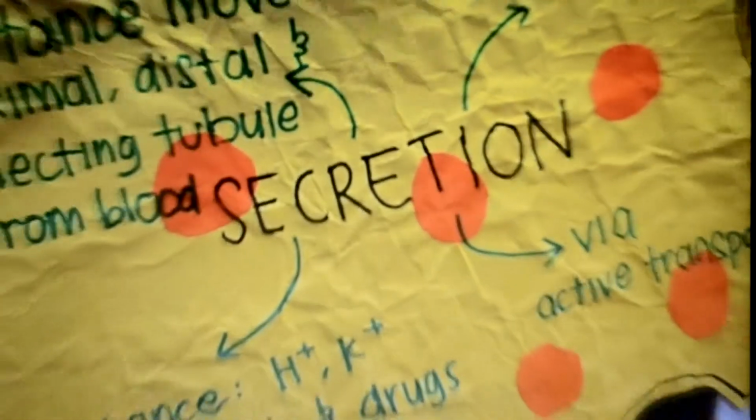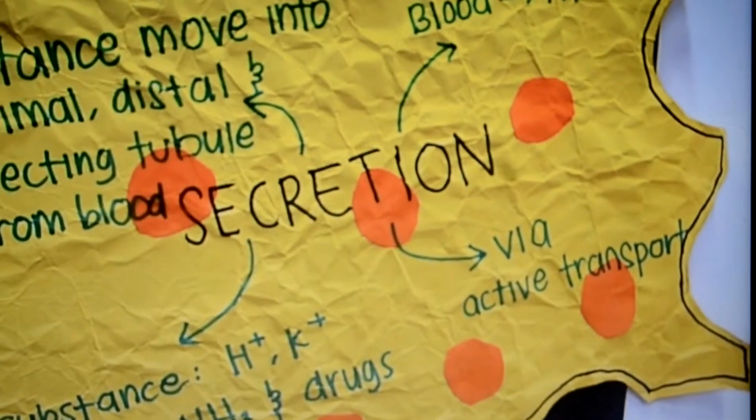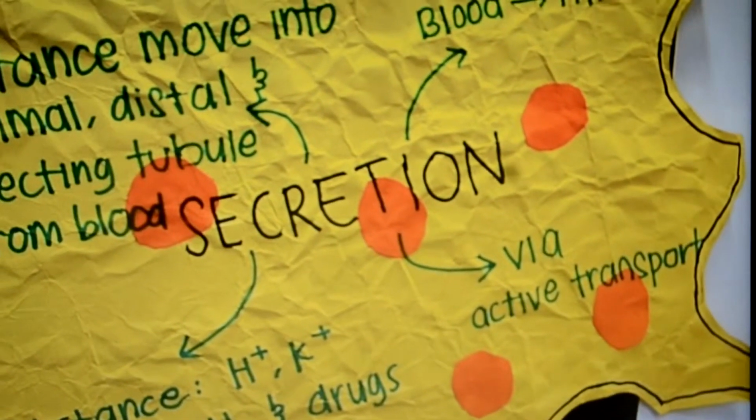The third process of urine formation is secretion. Secretion is the process by which substances move into the proximal, distal, and collecting tubules.